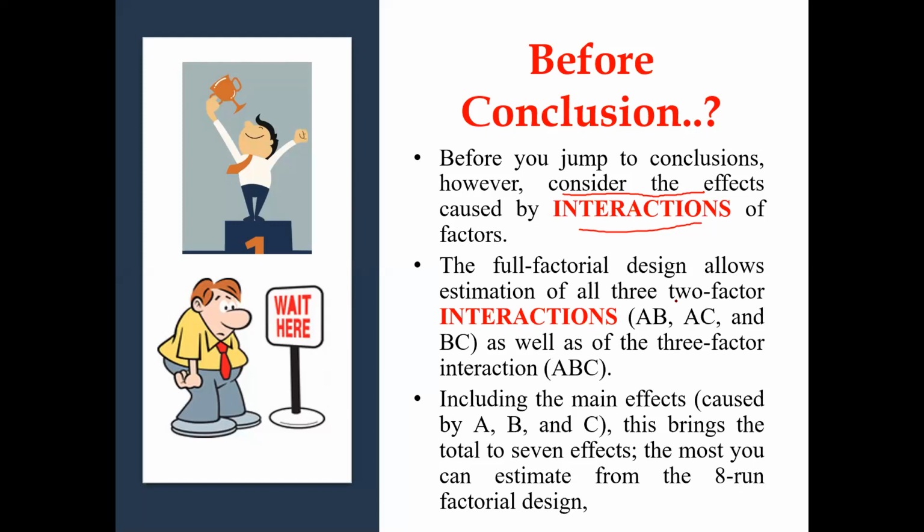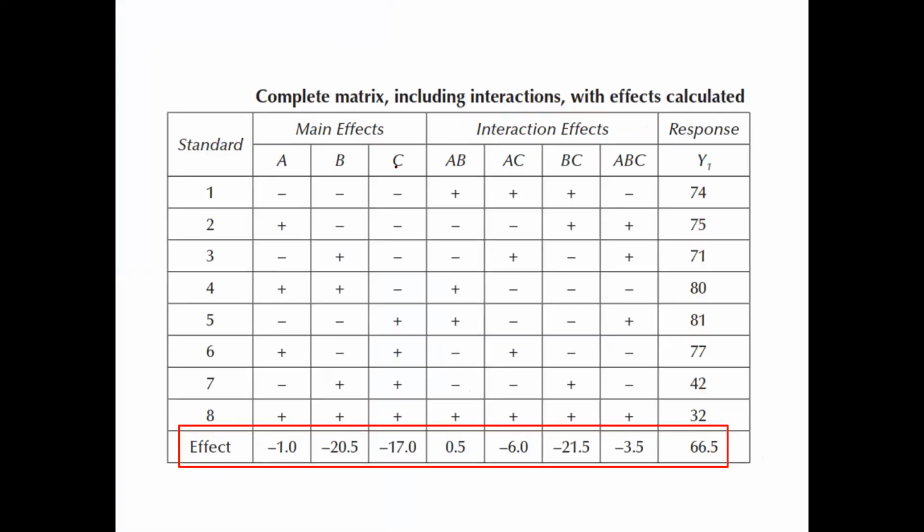So here, what are the possible interactions? We could see A, B, C. The possible interactions are AB, BC, and AC. And the overall interaction may be possible, like ABC. These are the possible interaction effects.